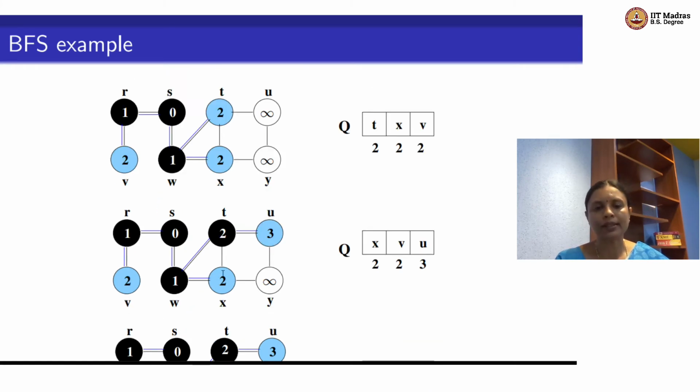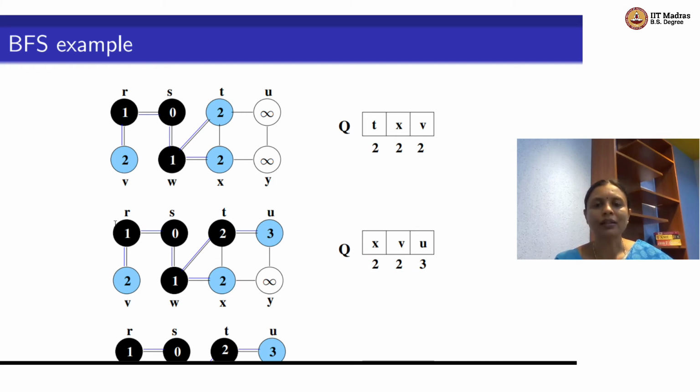Now again repeat the same step. Look at the top of the queue. What is there at the top of the queue? R is there at the top of the queue. Look at the adjacency list for R. R has two vertices that are adjacent, S and V. So S has already been explored. Add V to the end of the queue, remove R from the queue, color it black.